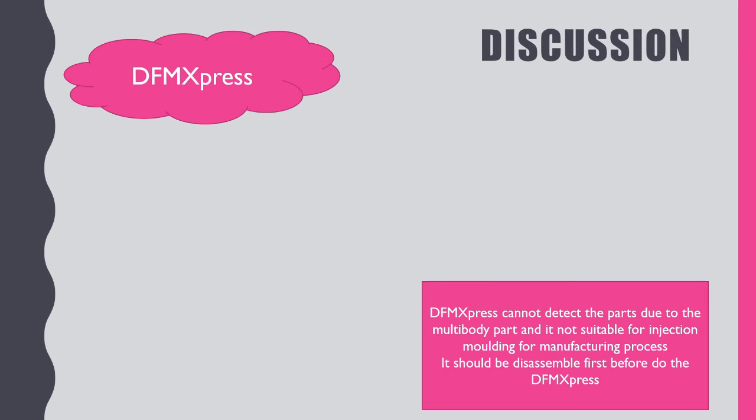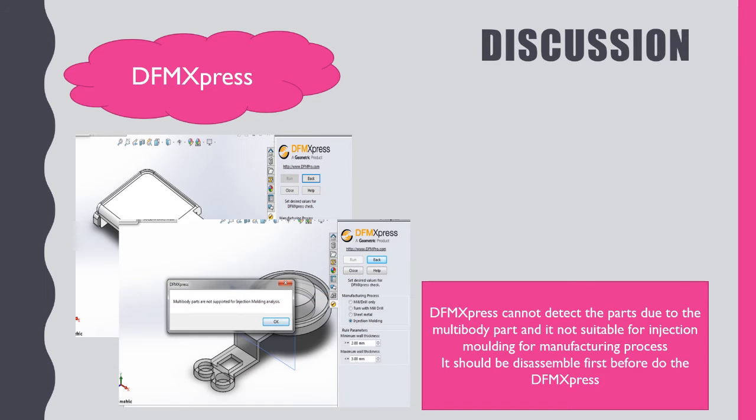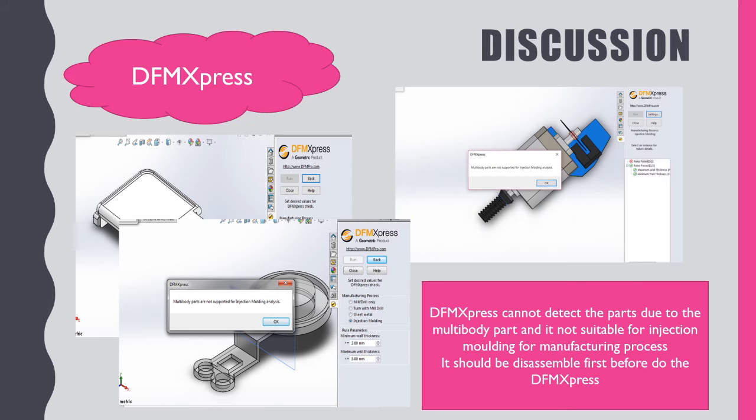Discussion for our project. There are three features that we use in SolidWorks. The first feature is the DFMA Express. With DFMA Express, we are able to analyze each part except for those three parts, which are the motor, on off button and cover. These parts cannot be analyzed for identification parameters because of the multi-body contained in the parts. The solution to this problem is that they should be disassembled first before doing the DFMA Express.